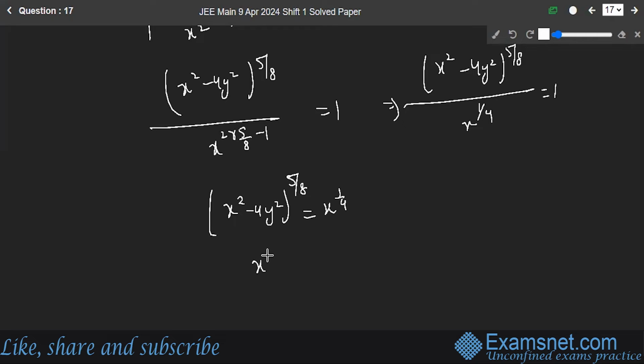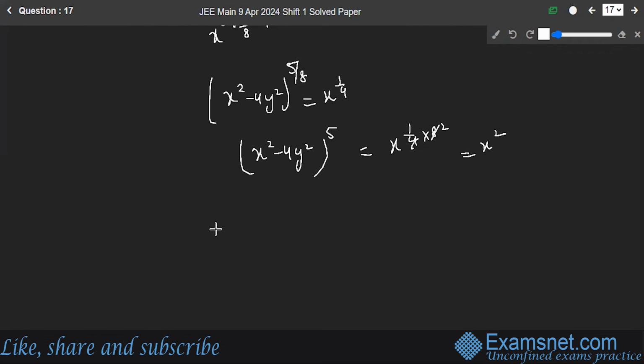So this will give me (x squared minus 4y squared) raised to power 8, and I'm taking the power on this side. So this is equal to x squared. Okay, so you have the mod over here. So mod of (x squared minus 4y squared) raised to power 5 is equal to x squared. This is the answer to the question. Let's check with the options now.